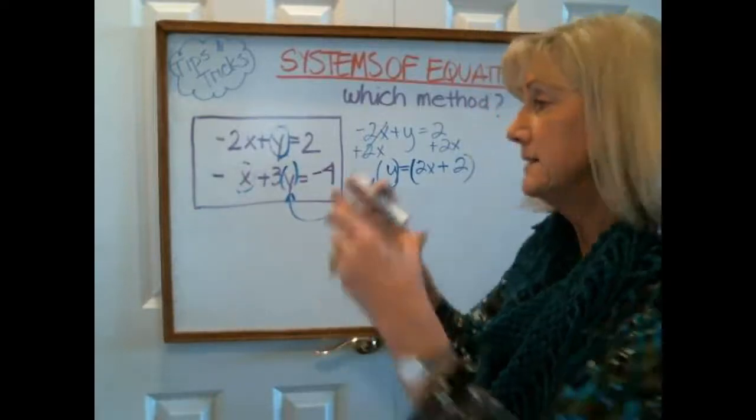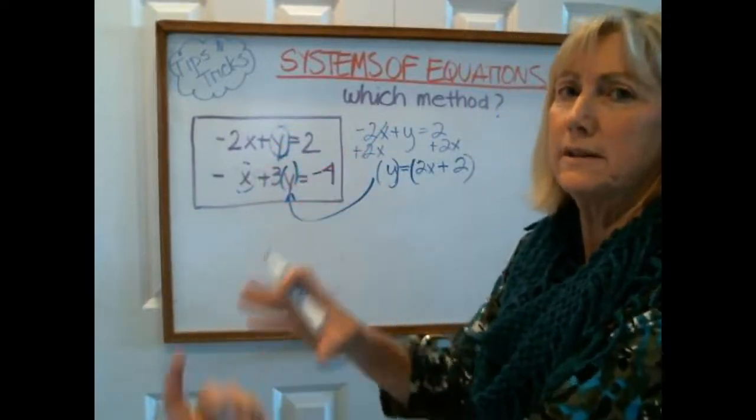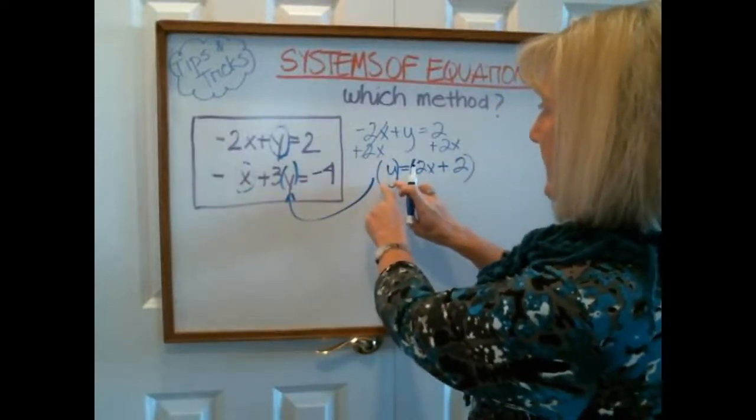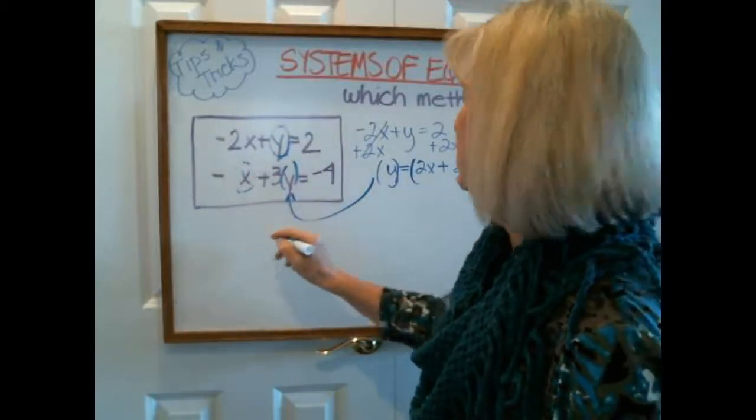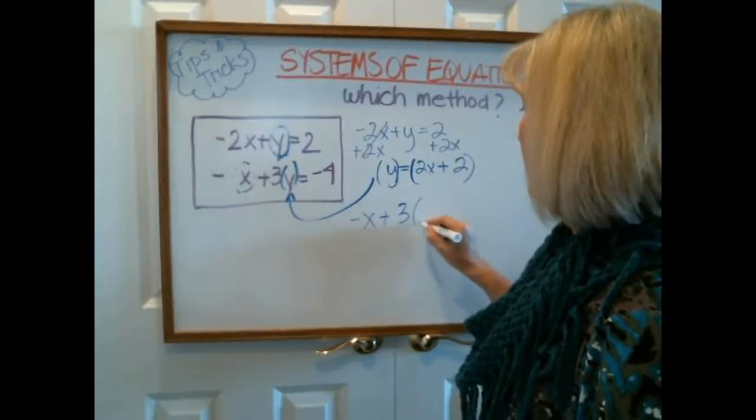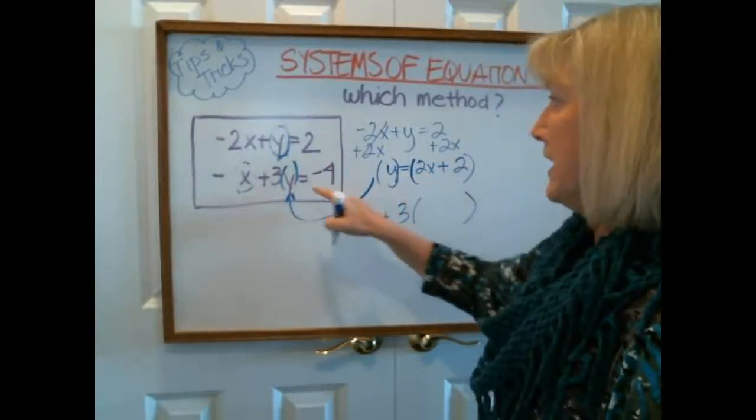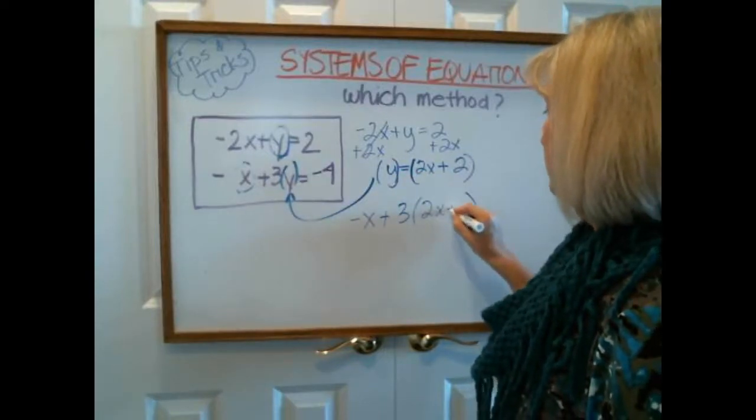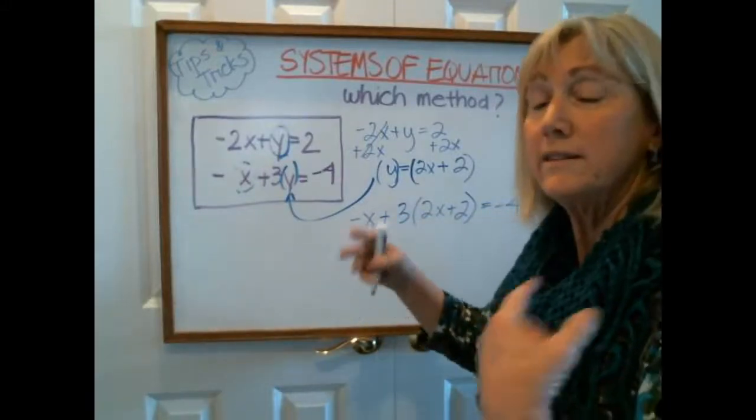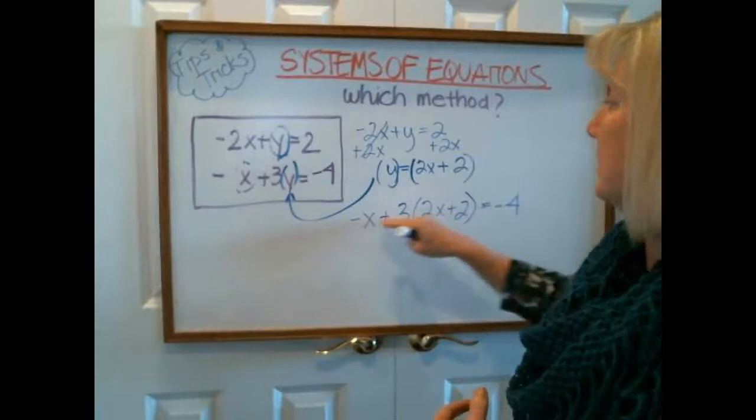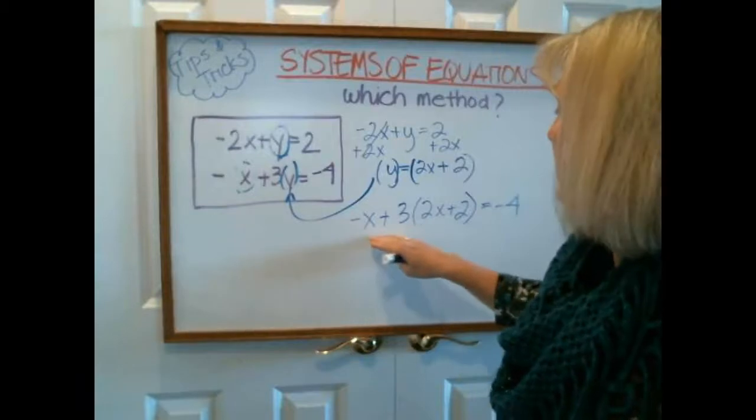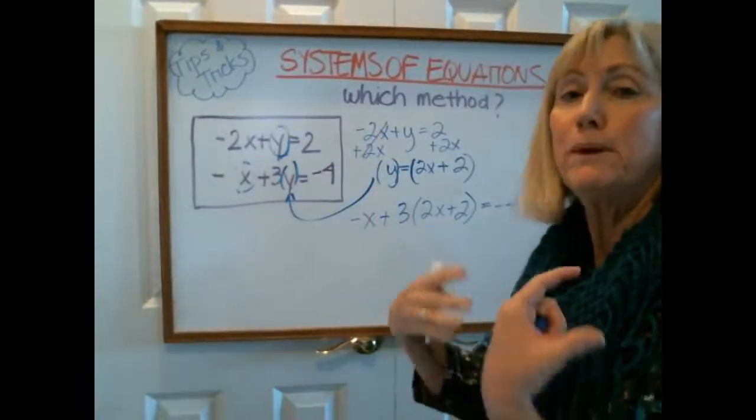Now I'm going to substitute for this y into the other equation. One of my hints is to put parentheses around what you're going to substitute. It just reminds you that you need to group this in the same place that there would be a y. So my substitution then would be negative x plus 3 times the parentheses. Instead of writing y, I'm going to write 2x plus 2, and then that equals negative 4. So with the substitution, we have now eliminated the y variable. Before, we had two variables and couldn't get an actual answer. Here we just have an x variable, which means we can solve for it.